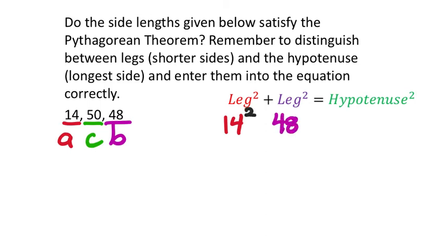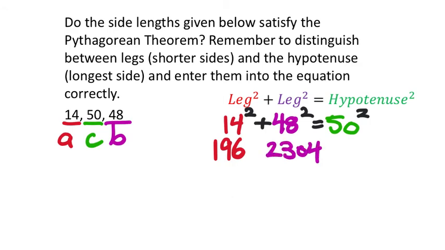We're going to square those, add them together, and it should equal the hypotenuse, which is shown as 50 to the power of 2. So let's put these in the calculator. 14 to the power of 2, I'm actually just going to use the poster there, 196. I don't have 48 on the poster, so I have to put this in the calculator. 48 to the power of 2. Enter, 2,304. And then 50 to the power of 2, 2,500.